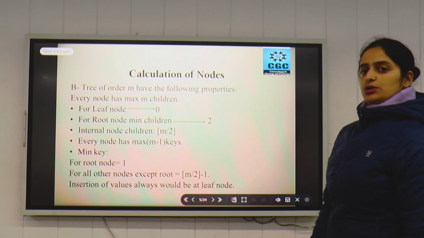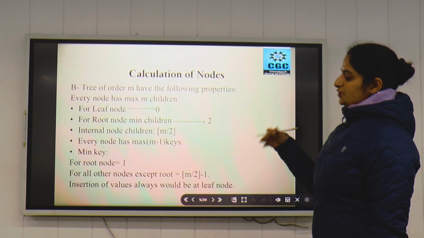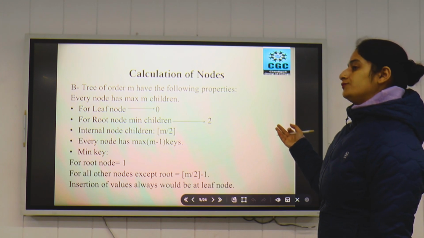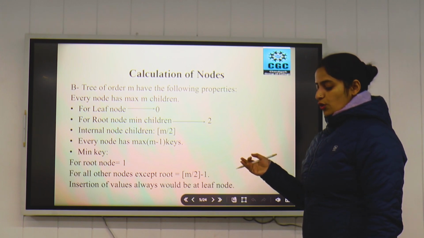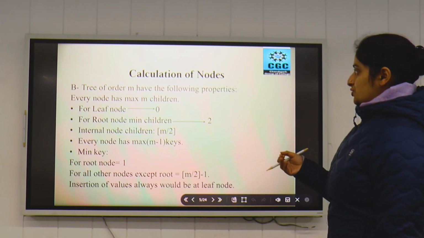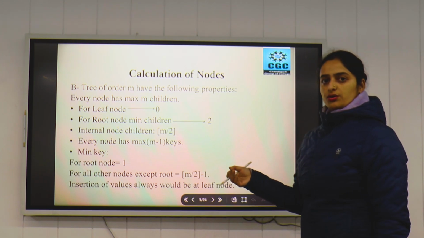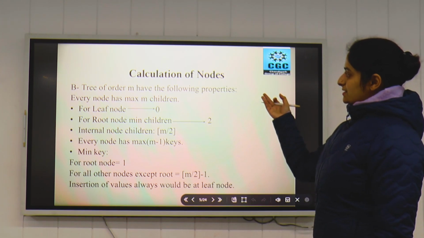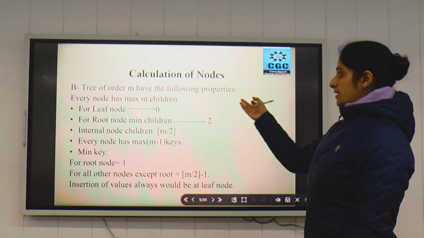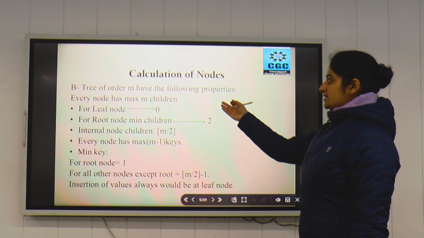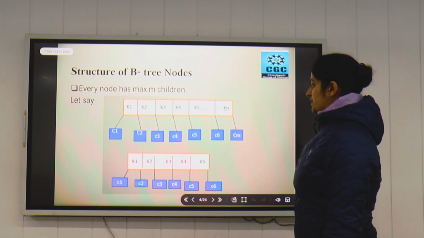Now we have the calculation of nodes. Why do we continue with the calculation of nodes? Because we say again and again that we have to do proper sorting of data elements, right? So this is the methodology we have to opt for the perfect sorting of data elements. As we can see here, a B tree of order m has the following properties: every node has a maximum of m children, as we have shown in the previous slide.